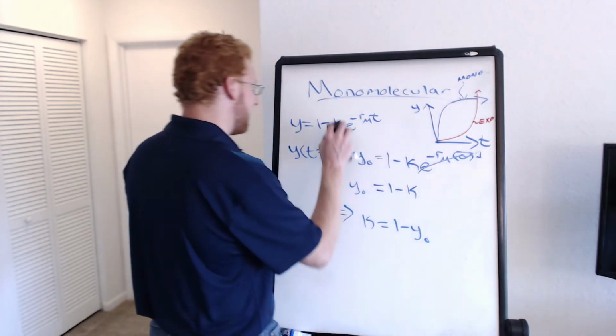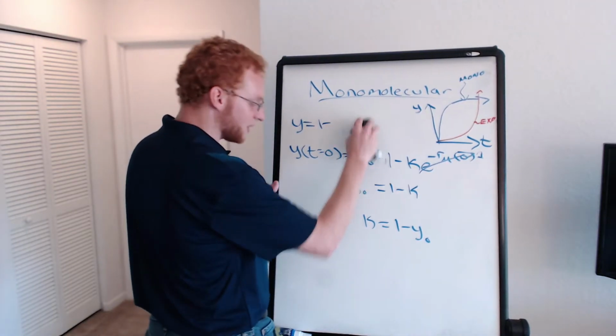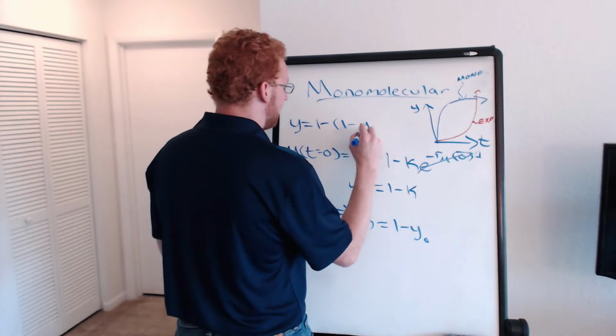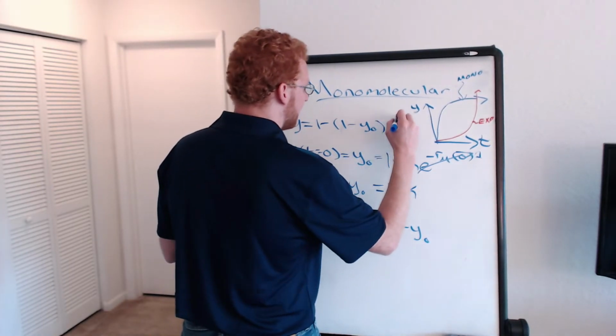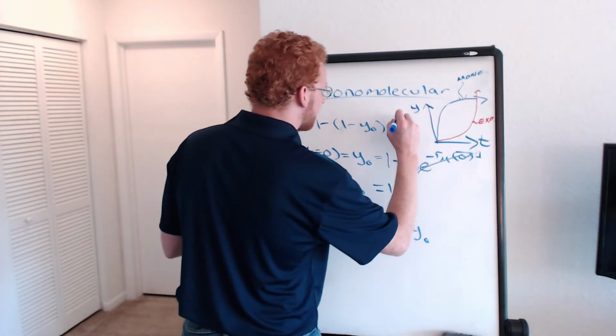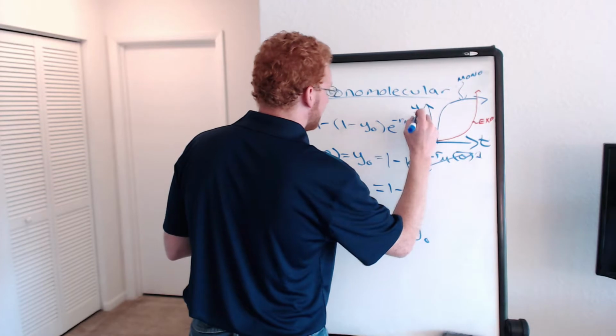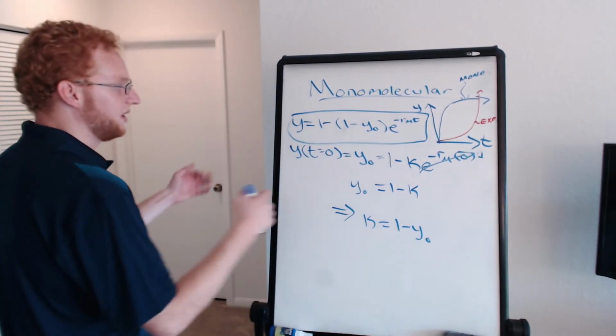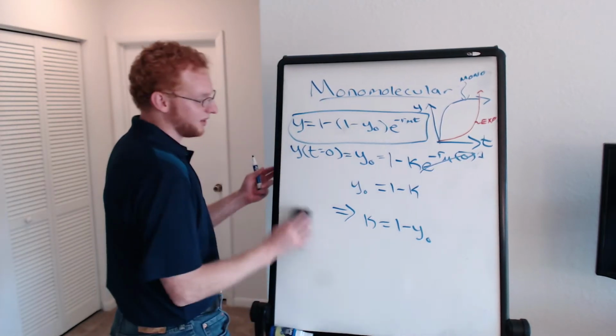So then we go back here and plug that into the original equation. Replace k with 1 minus y sub 0, e to the minus r sub m times t. I'm mixing up variables. Voila! That's monomolecular.